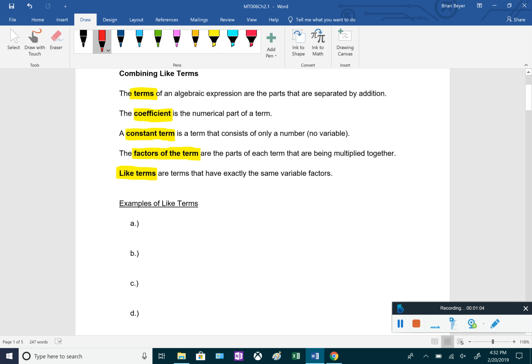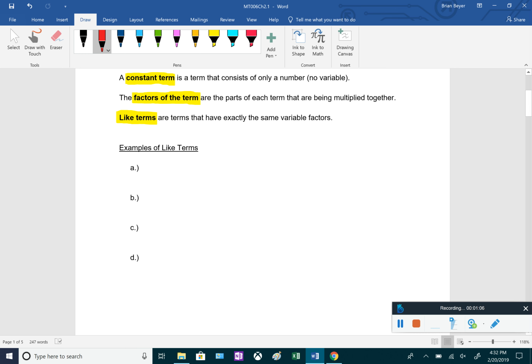So we'll do that in a little bit. But for some examples of these like terms, something like 7x and negative 2x. So we say that these are like terms because they both have a variable factor of x, and both of those variable factors of x are raised to an exponent of 1. So they have the same variable raised to the same exponent. They have different coefficients, coefficient of 7, coefficient of negative 2, but same variable factors, so they're like terms.